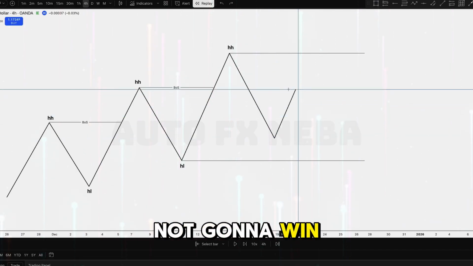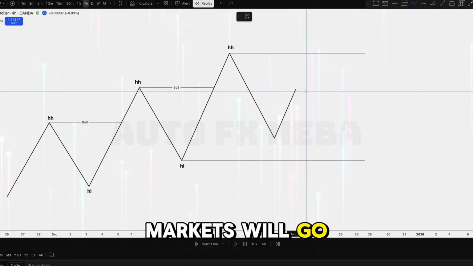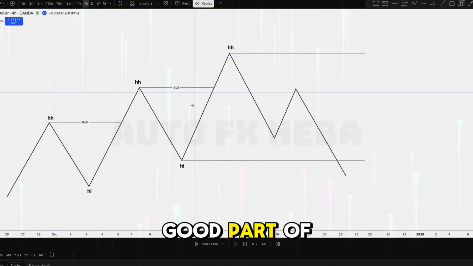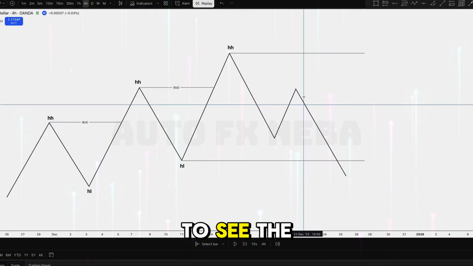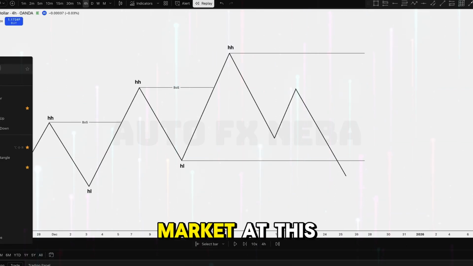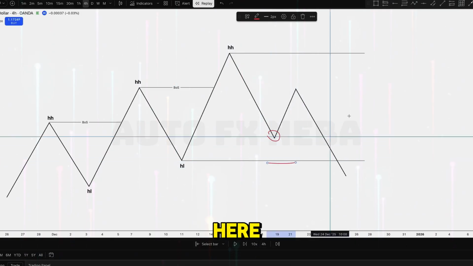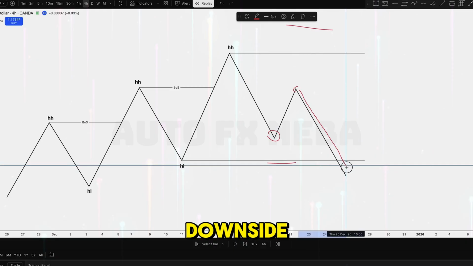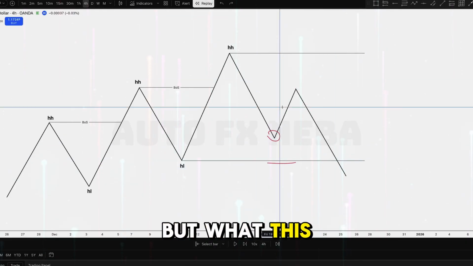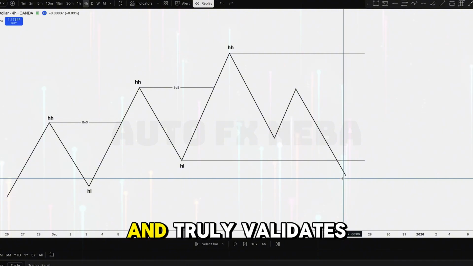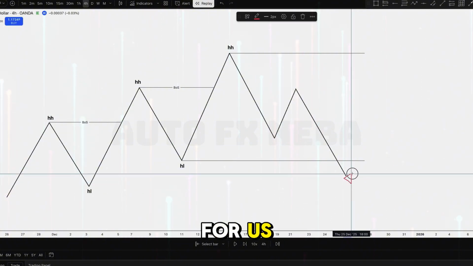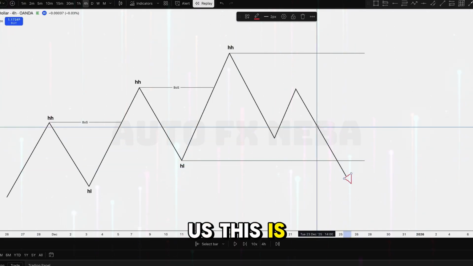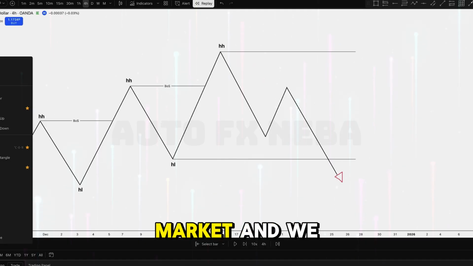Okay. Of course, we're not going to win every trade because sometimes the markets will go against the overall direction and create one of those market reversals. But this is where the really good part of trading market structure comes in. If we were to see the market break down, let's say we bought into the market at this higher low, we have our stop loss down here, our target somewhere up there, and then the market fails on us and actually closes to the downside. Well, yes, we take a loss, but what this actually does is truly print and validate a new setup for us. The real market price structure, the candlesticks, the price action that's being printed, have just told us this is no longer a bullish market, it's a bearish market, and we should be looking to sell.